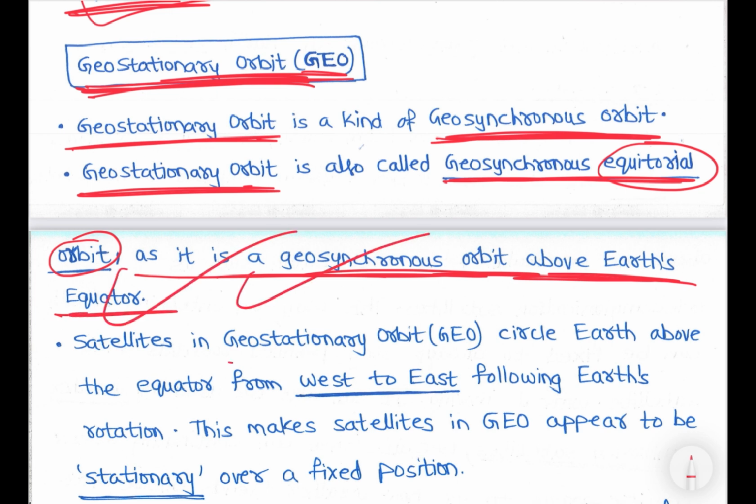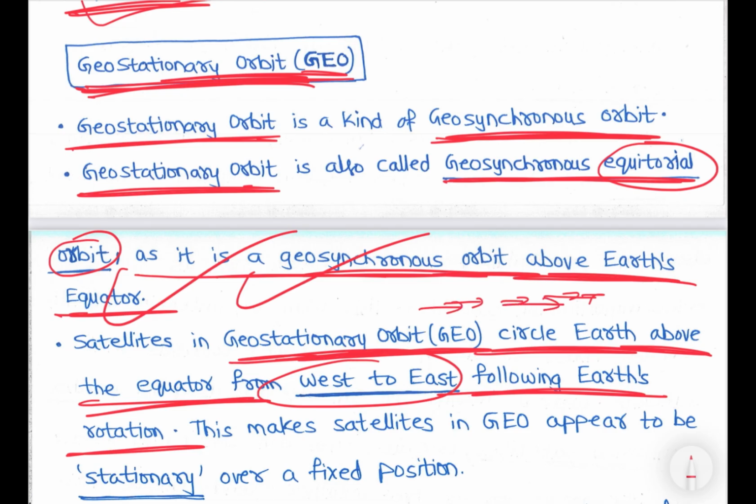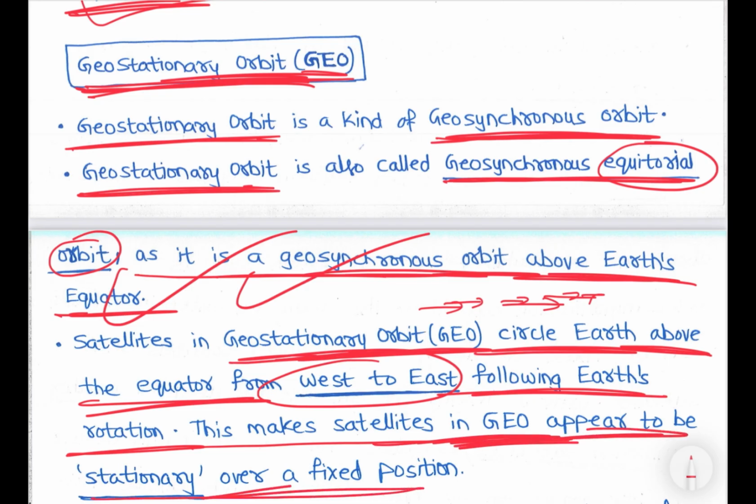So satellites in geostationary orbit circle Earth above the equator from west to east following Earth's rotation. See, Earth also rotates from west to east. We study it in geography, right? Similarly, geostationary orbit में भी जो satellites होते हैं वो भी west to east घूमते हैं, right? So and this makes satellites in geostationary orbit appear to be stationary over a fixed position.